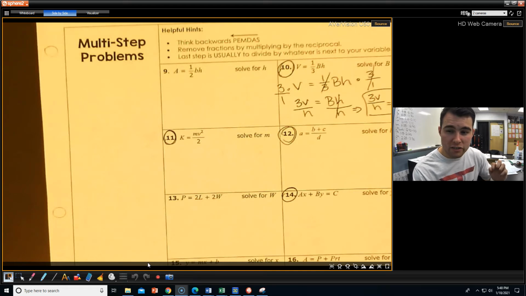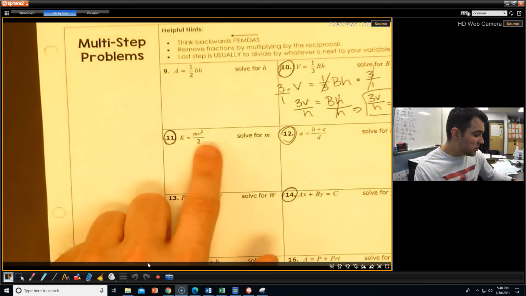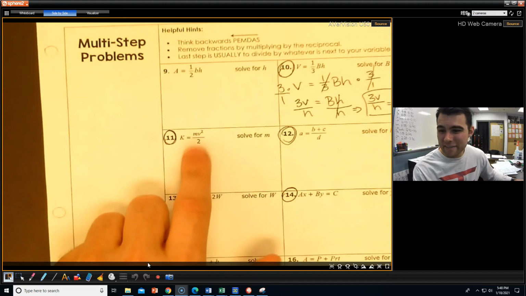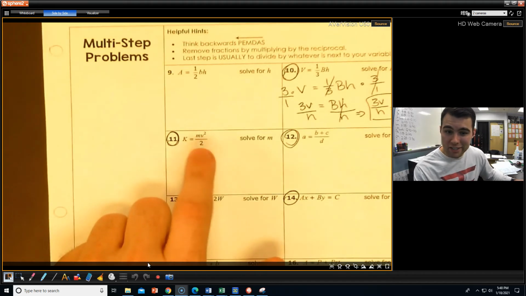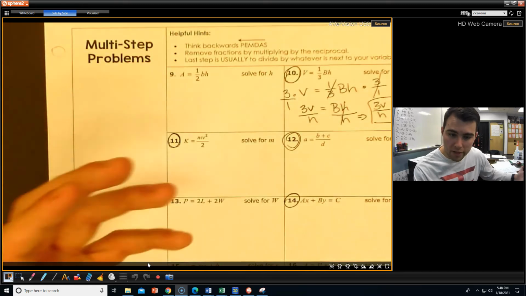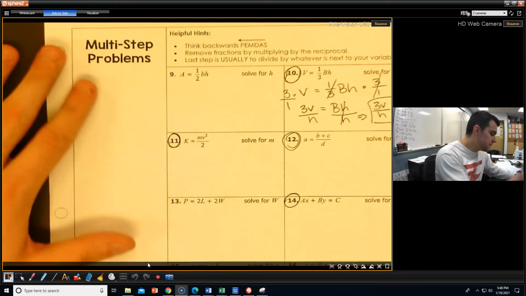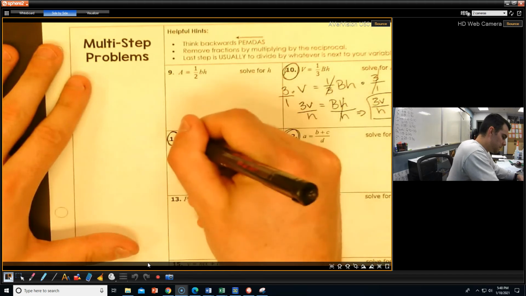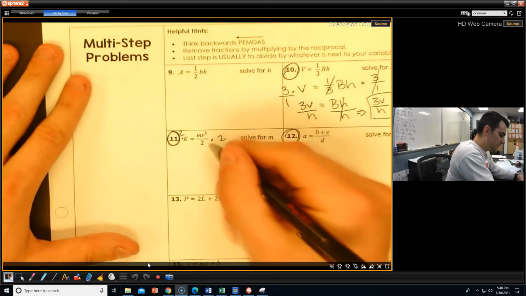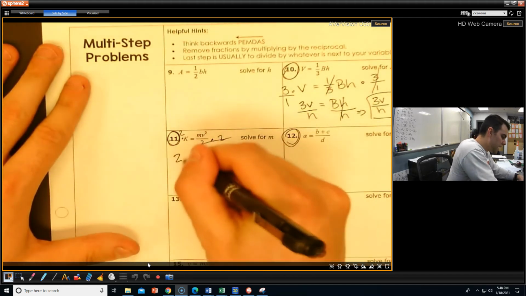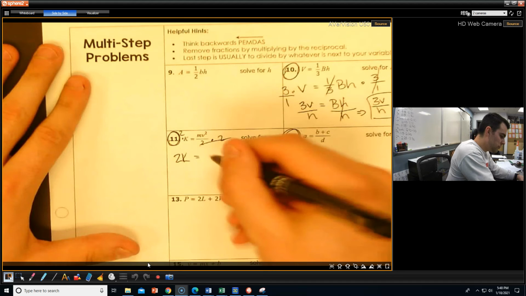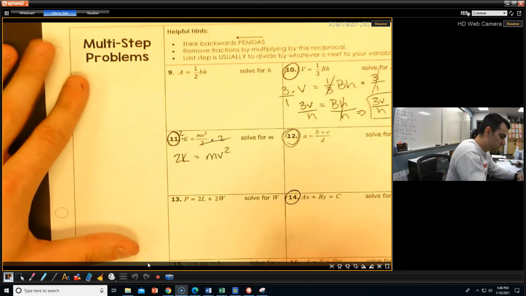That means if I try to really undo something over here, well, I got this divide by 2 I got to deal with. What I would do first is get rid of the divide by 2. Okay? How do you do that? Multiply both sides by 2. That's the opposite. So I end up getting these 2's canceling. I get 2k is equal to m times v squared.